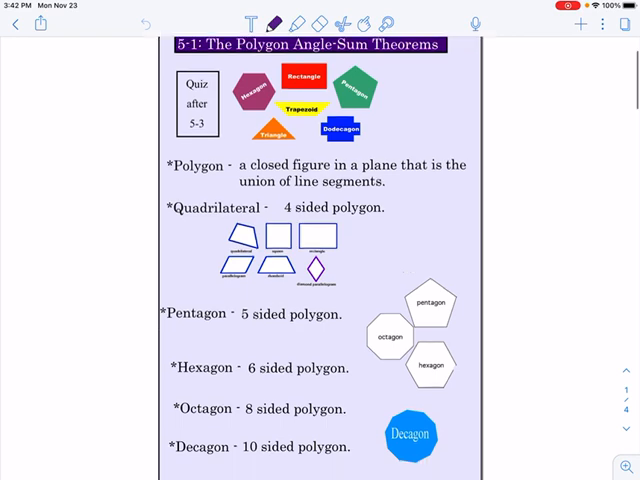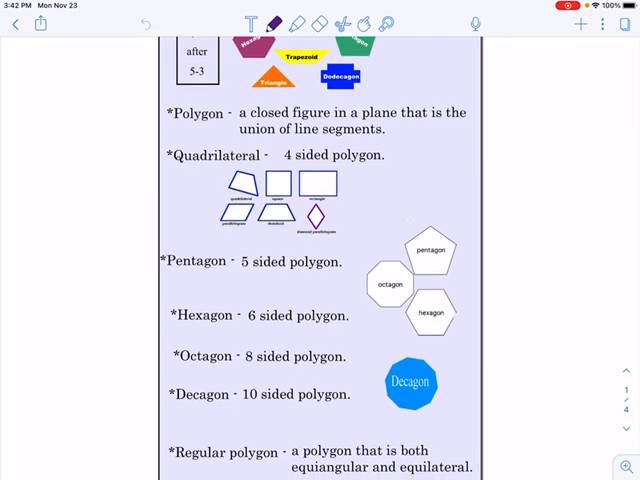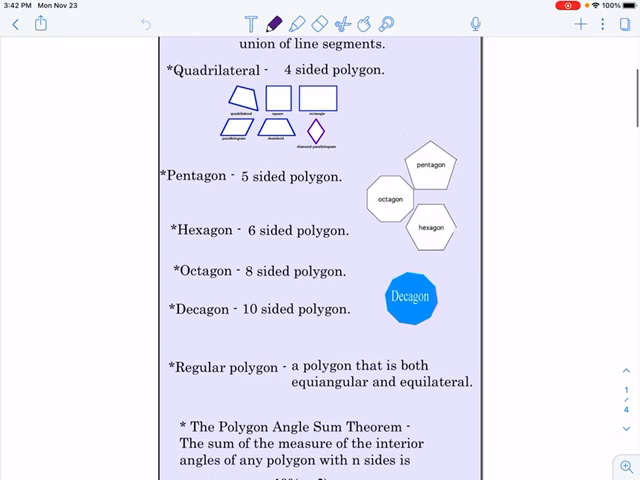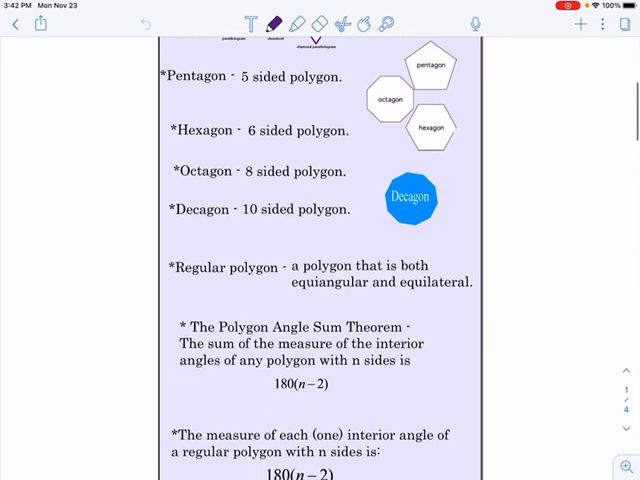A pentagon would be a five-sided figure. A hexagon is a six-sided figure. An octagon is an eight-sided figure, and a decagon is a 10-sided figure. And you can see the figures over on the right each have their name inside of it, so you can kind of get a feel for what they look like. A regular polygon is a polygon that is both equiangular and equilateral. So equiangular, all equal sides. Equilateral, all equal angles.